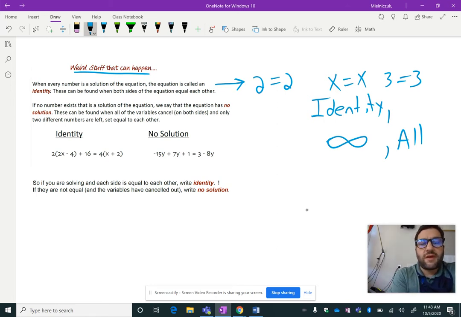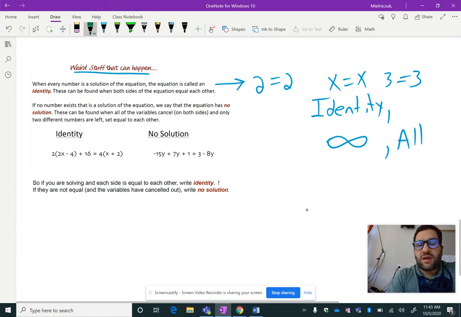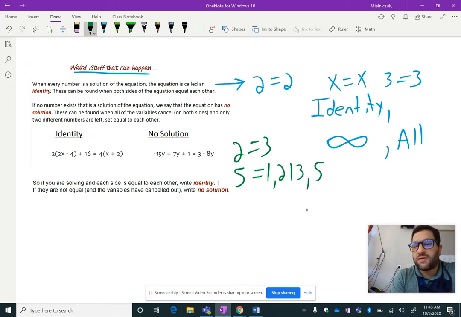Now, another type is as if no number existed as a solution of the equation, we say that the equation has no solution. This can be found when all the variables cancel on both sides and only two different numbers are left set equal to each other. So when the variables are gone and you get something like 2 equals 3 or 5 equals 1,213,572, okay, we know those aren't true. We know 2 doesn't equal 3. We know 5 doesn't equal 1,213,572. So when that happens, that's when we write no solution.